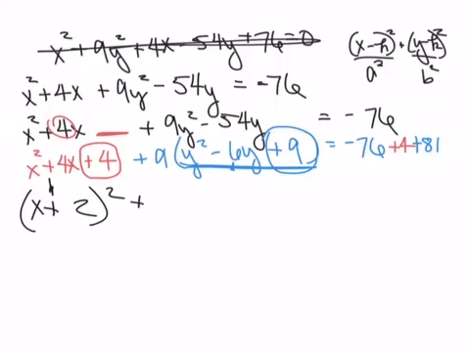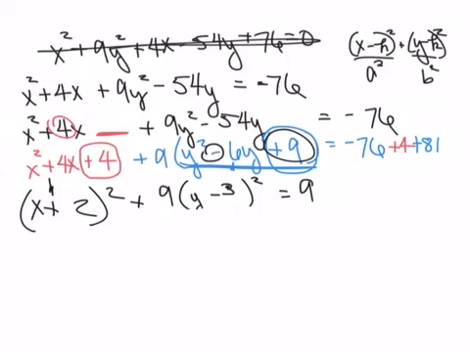Now I've got that 9 just tags along, minus square root of 9, and I square it. Oops, I'm not going to put it over anything yet. What am I thinking? Let's just leave it the way it is. And then that equals negative 76 plus 4 plus 81 is 9.